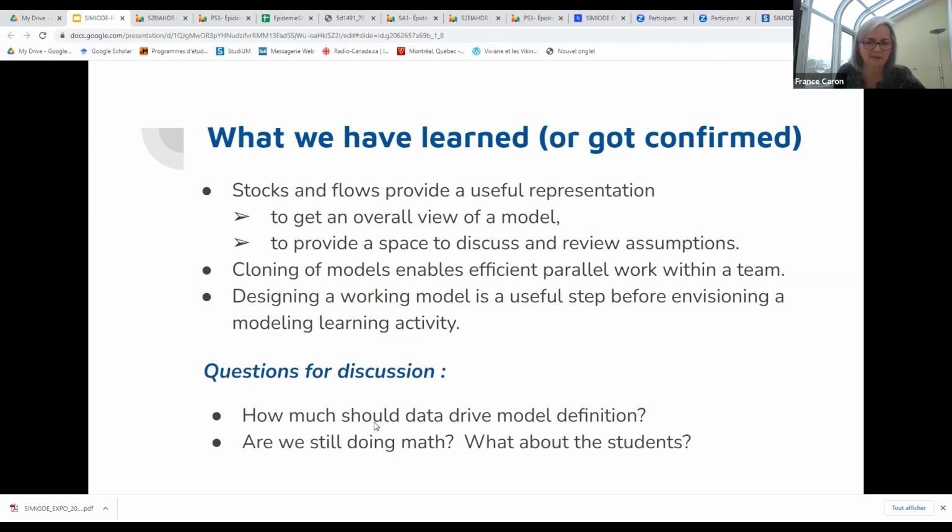Are we still doing math? And what about the students when we work in such an environment? So I'll pass on to Jacques from the math department to get his seal of approval on that one.